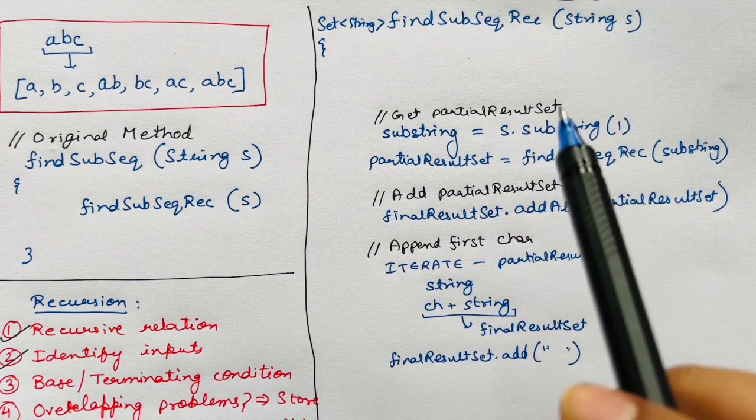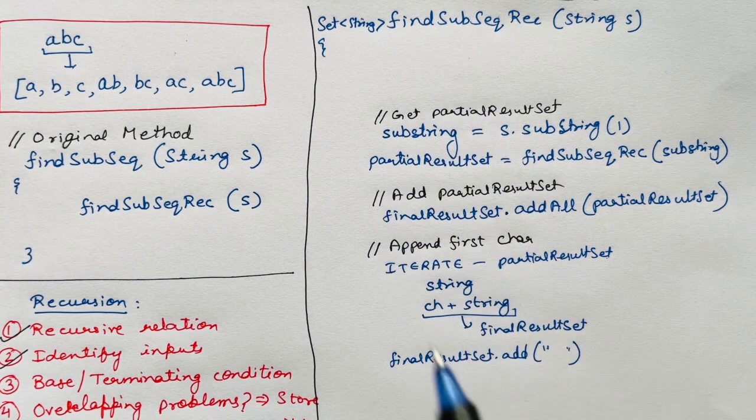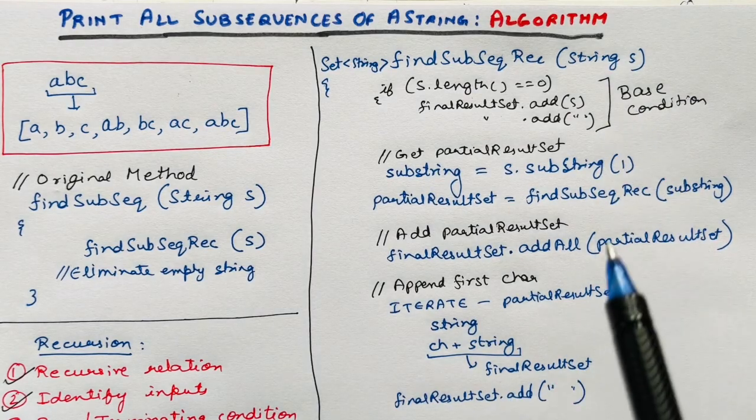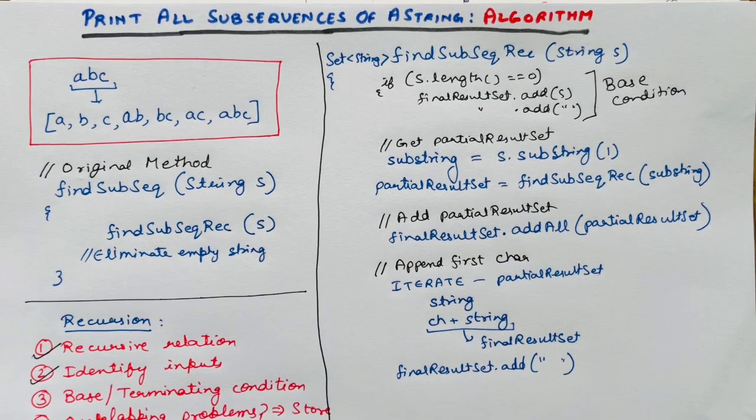So if our string is of length 1, what are the subsequences? That string itself and the empty string that we'll have to add and return. So now we have added our base condition here, and now our algorithm is complete. This is definitely not a very efficient algorithm. It will take time complexity of the order of n into 2 to the power n. Why? Because in every recursive call, we'll approximately have order of 2 to the power n subsequences, and we have to iterate over each of them to append our first character. The space complexity will also be around order of 2 to the power n, since we store these results in our sets.